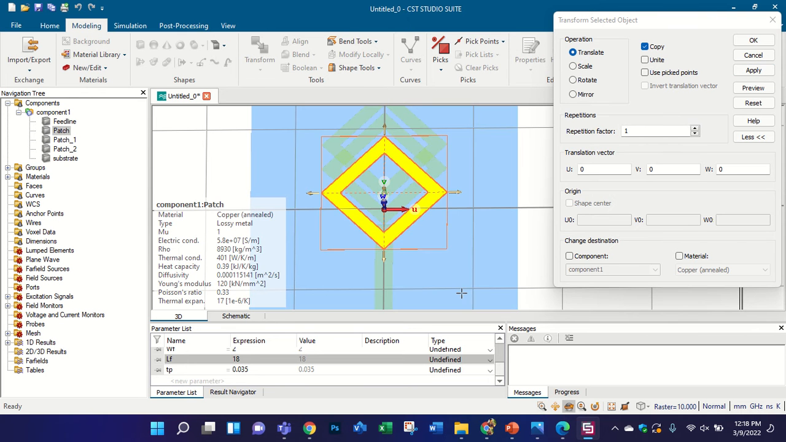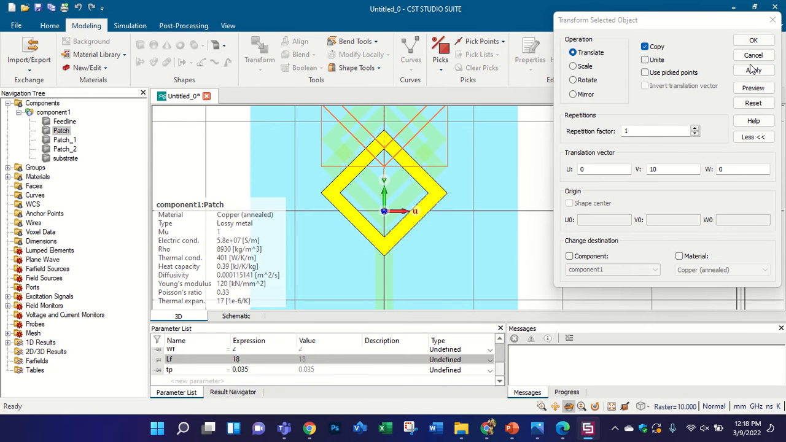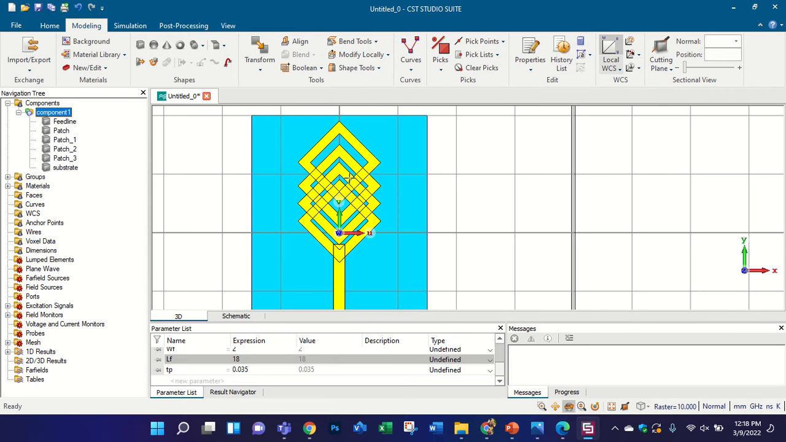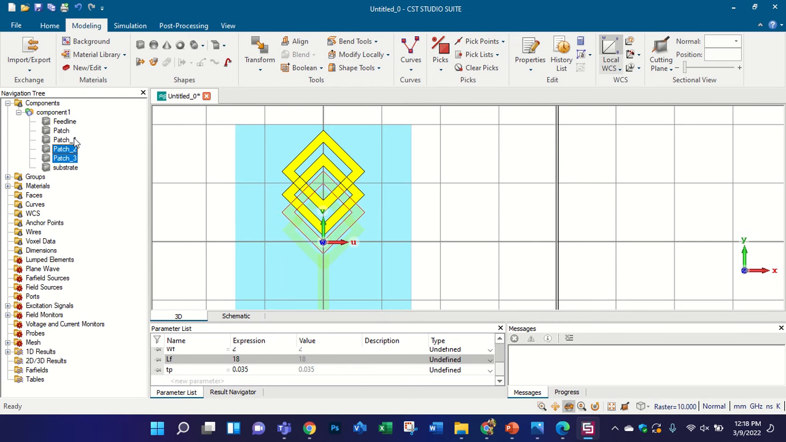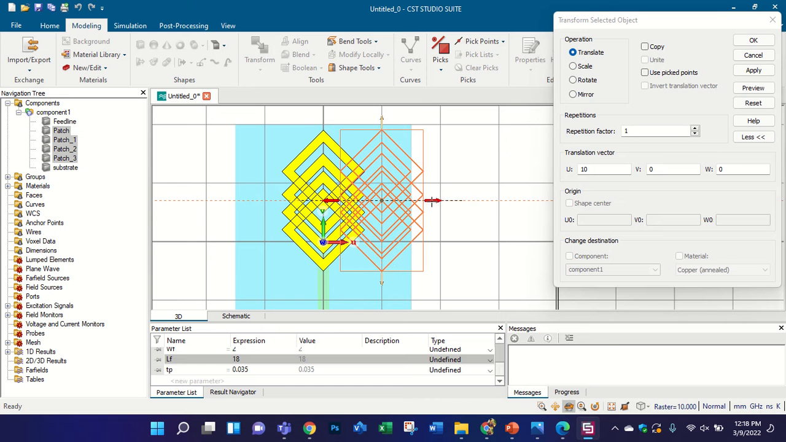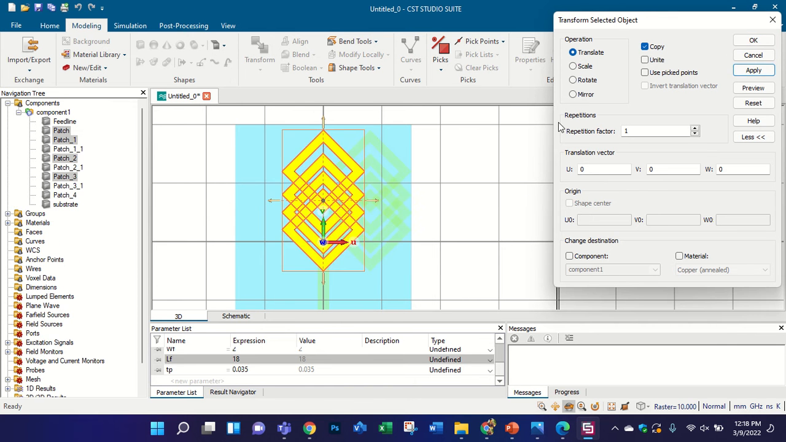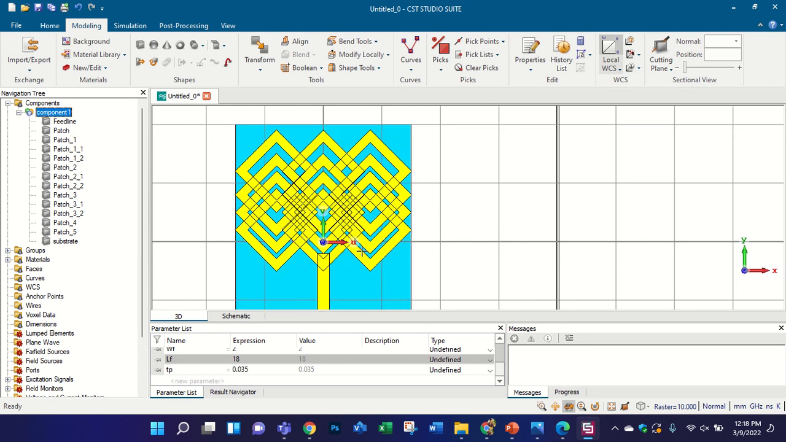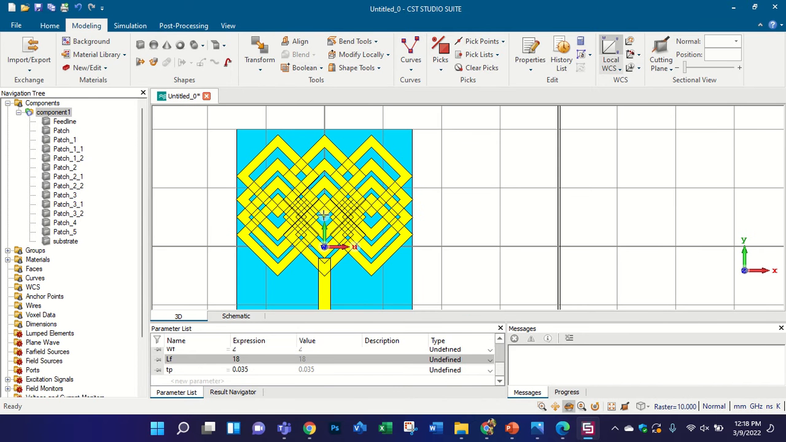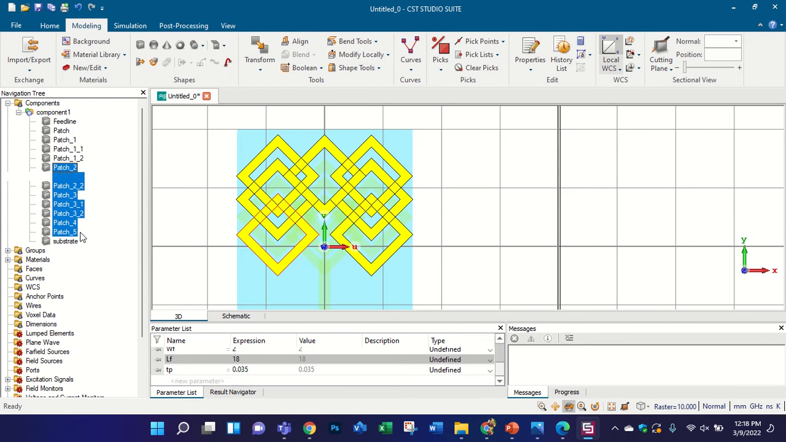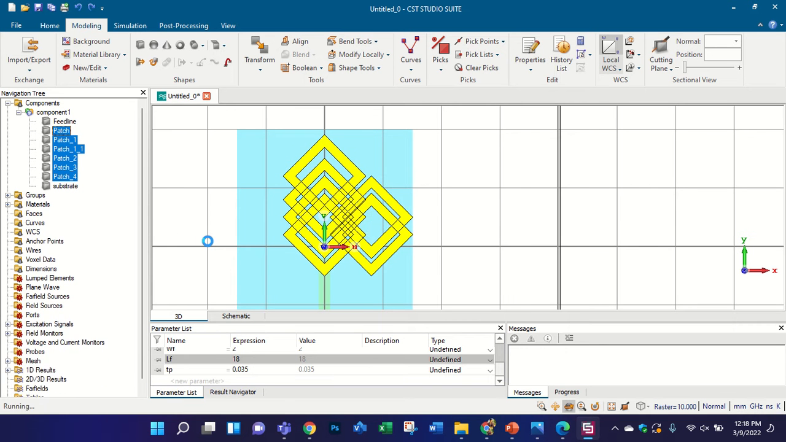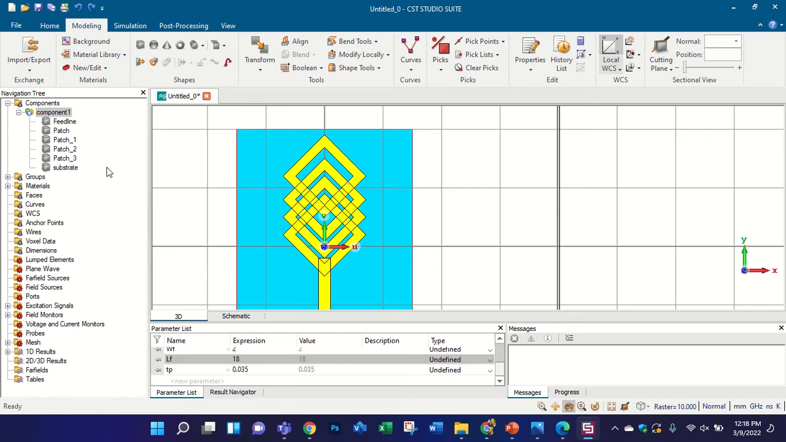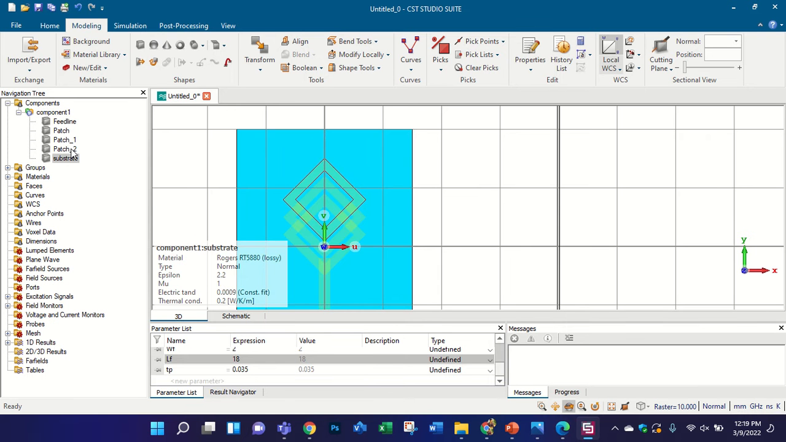Even in this way you can create more shapes like this. You have selected this one, you can even shift it to this side. Suppose I click OK, in this way you can modify the shape, but it is looking somewhat different. You can add this one, but I'm not going to add it because it may take more time. So this is our patch. Let's remove this one. We have this patch.